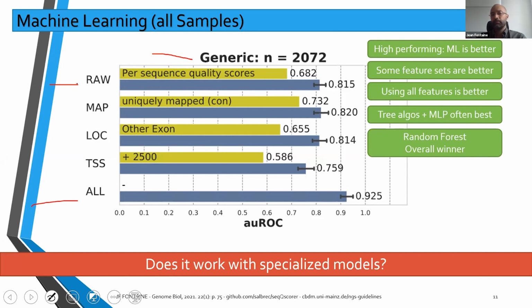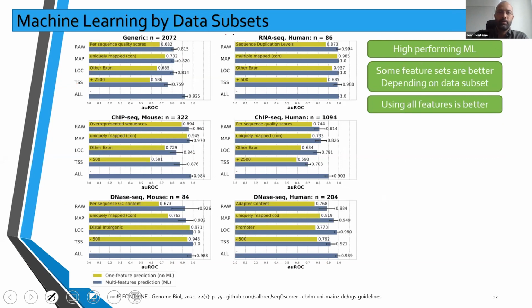So does it work with specialized models? Specialized models mean when they are trained only on a subset of the data. And this subset is, for example, here, RNA-seq human. So here on the top left, we see what we have just seen before. And the other panels show results for different subsets. It is basically the same information. So the machine learning is always better, and it's always better to use all the features. And so out of this, we focused all the rest of this analysis on the generic model because it's kind of convenient to have a single model for everything.